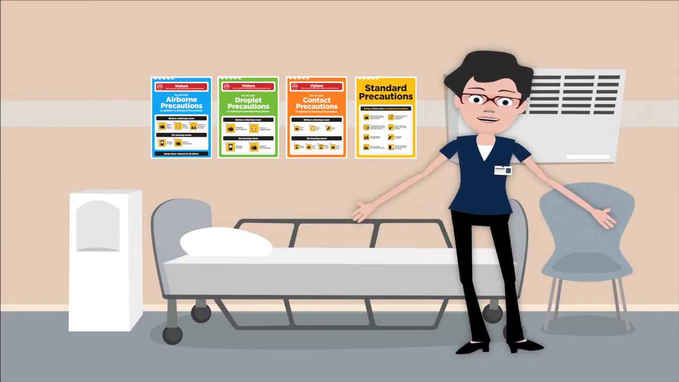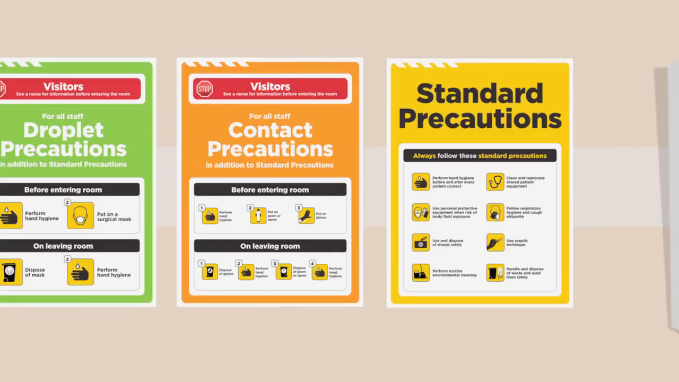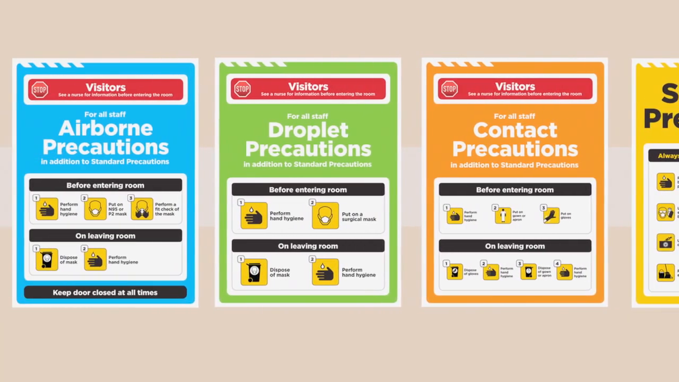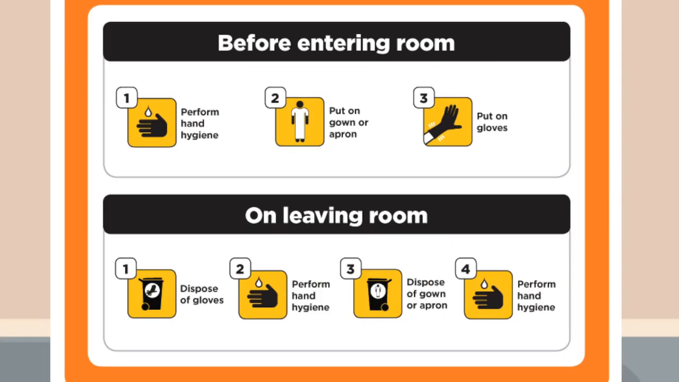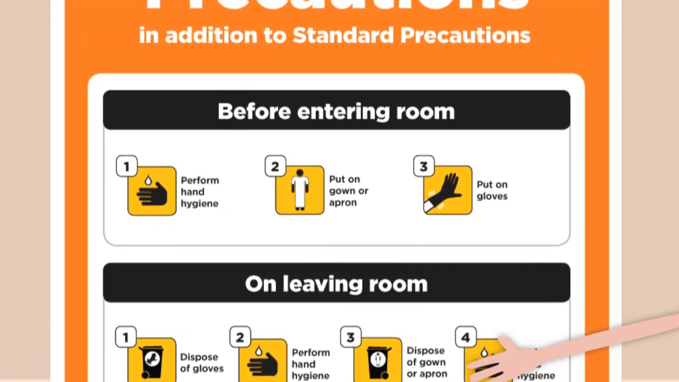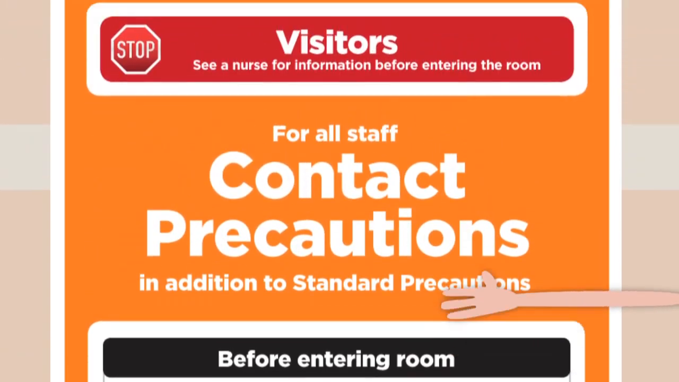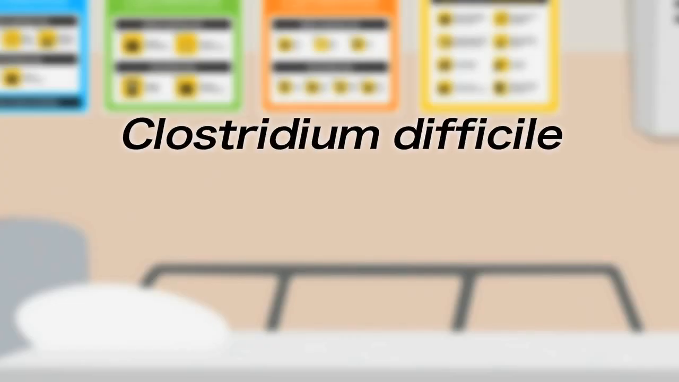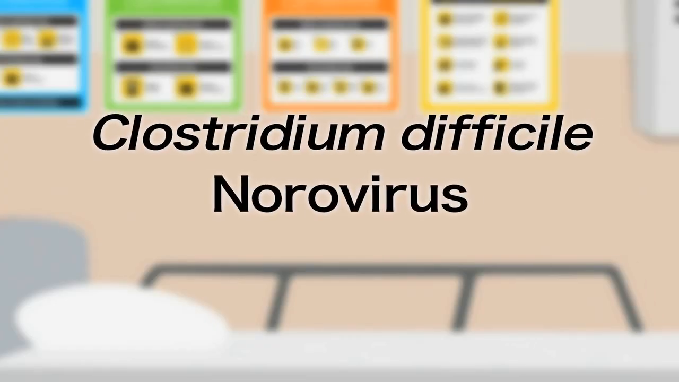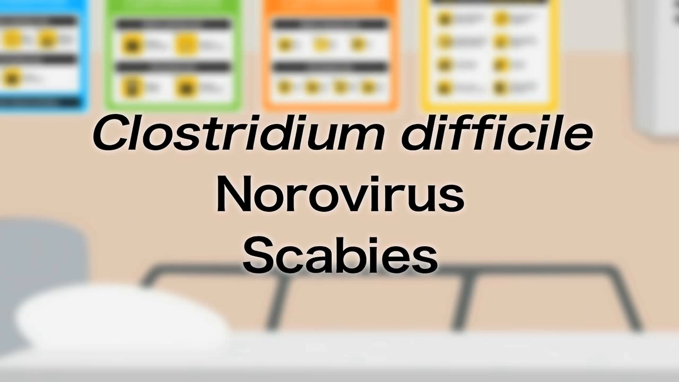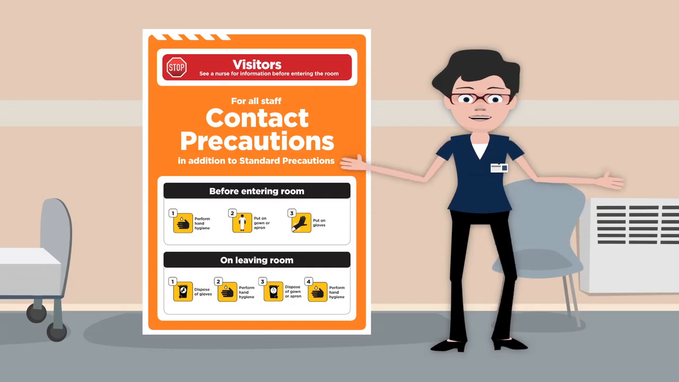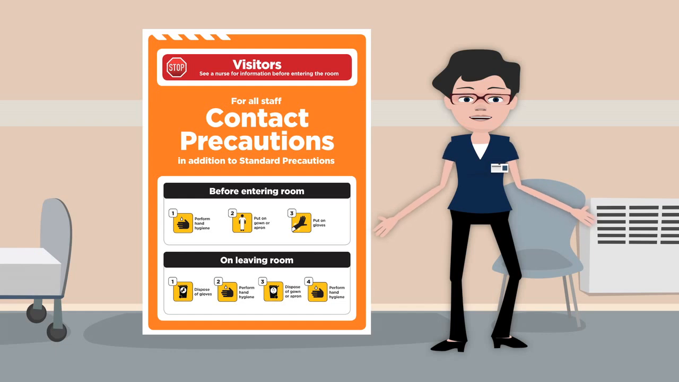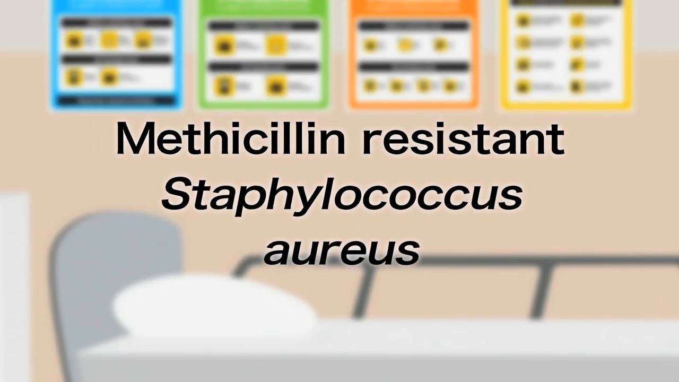There are three main types of transmission-based precautions: contact, droplet, and airborne precautions. Contact precautions are used for patients known or suspected of having an infection transmitted via direct or indirect contact, such as Clostridium difficile, norovirus, or scabies. They are also used for patients who are infected or colonised with a pathogen of concern in healthcare, such as a drug-resistant bacteria like methicillin-resistant Staphylococcus aureus.